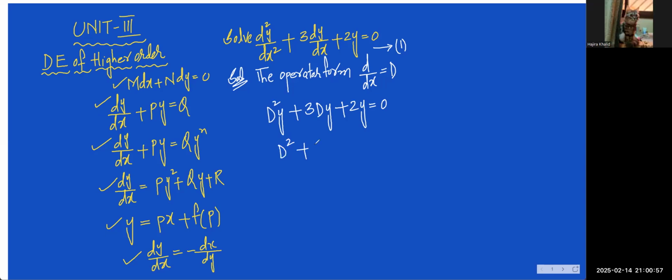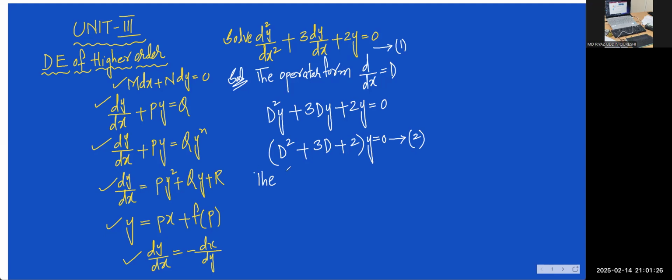So we get (D square plus 3D plus 2) times y is equal to 0. This is called equation number 2, the operator form. Sometimes the question is already in operator form, and then we need not convert. Step number 1 is converting the general equation, the ordinary equation, to operator form.